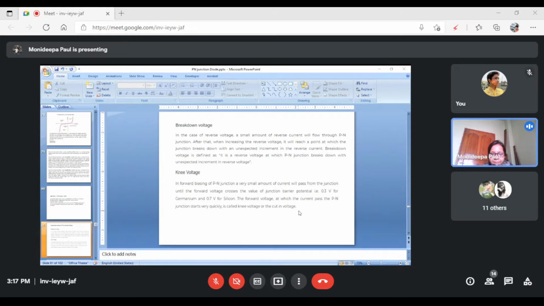You write this point. Just write this heading and this line: the forward voltage at which the current through the PN junction starts rising very quickly is known as knee voltage.